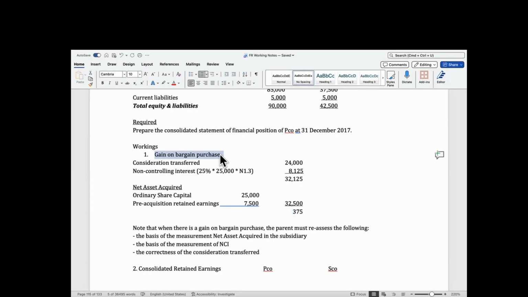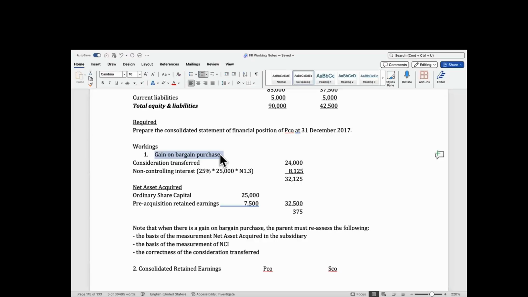We don't expect to have a gain on bargain purchase because there's no reason why somebody will collect less than its net assets. Because net asset is the very floor value anybody will want to collect. That's the floor. That's the bare minimum. So why would the subsidiary accept a lower amount? Why would they accept that?